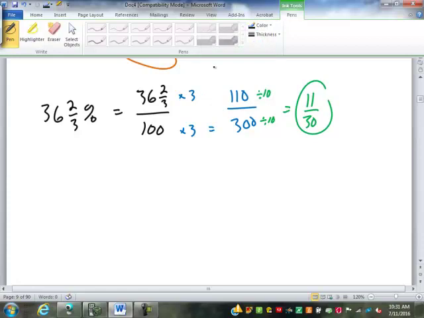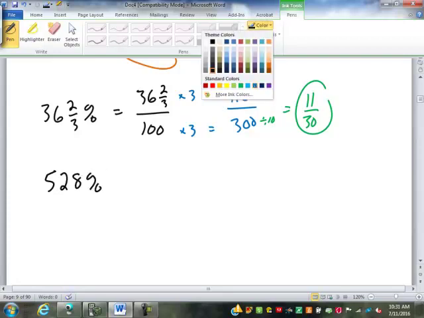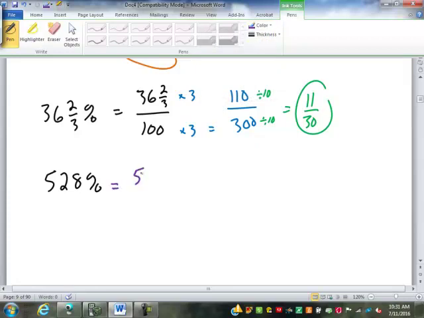Good. How do we change things if we have 528%? Well, the answer is not a whole lot. It's still 528 over 100. A lot of people get uncomfortable here. How can the numerator be bigger than the denominator? Well, what is a whole thing? What percent represents the whole thing? Or represents one item? That would be 100%. 100% includes everything, right?